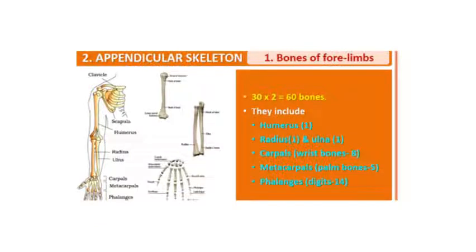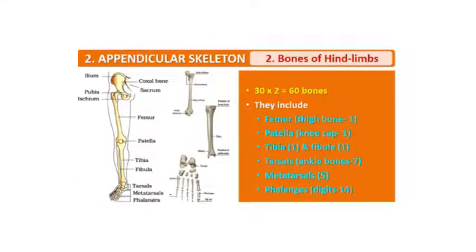Now let us study the appendicular skeleton. We will start with the bones of the forelimbs. There are a total of 30 in each, which makes it 60 bones. They include the humerus, the radius and the ulna, the carpals which are our wrist bones, the metacarpals which form our palm, and the phalanges which are the digits present in our fingers. The bones of the hind limbs will include all these bones as I have talked about.